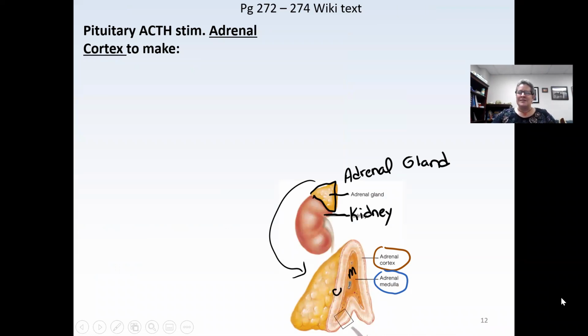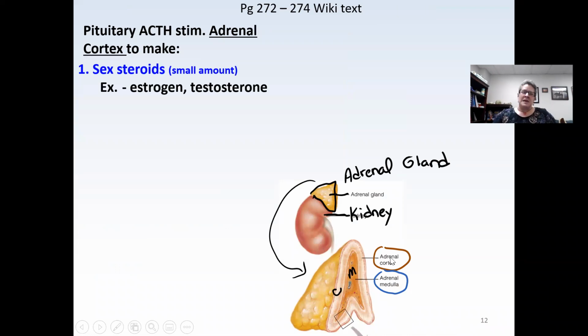Okay, the adrenal glands. The adrenal glands sit on top of each kidney, and the gland has an outer cortex. When I think of cortex, I think of a capsule that wraps around something, and the inside is called the medulla. The adrenal cortex will respond to pituitary ACTH, and it can make several things.